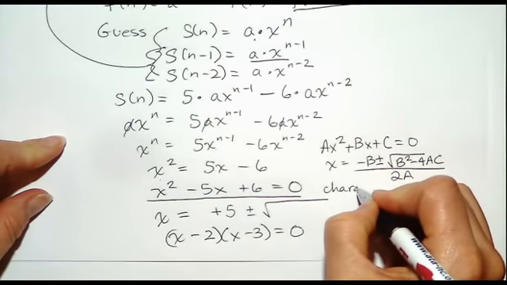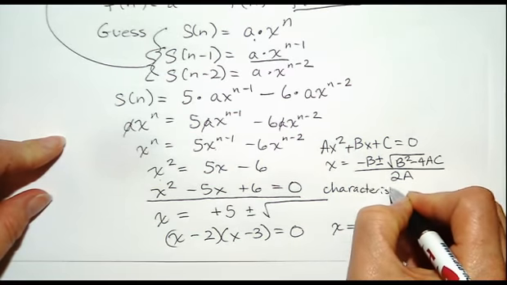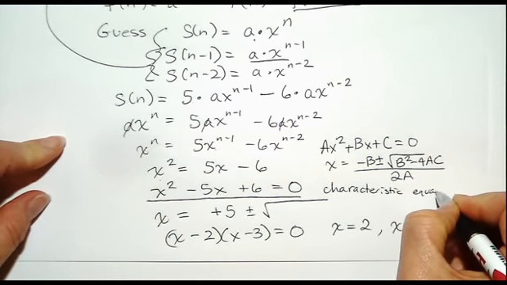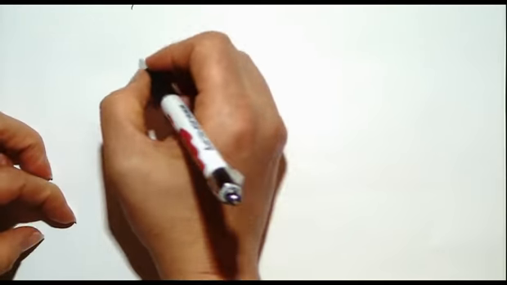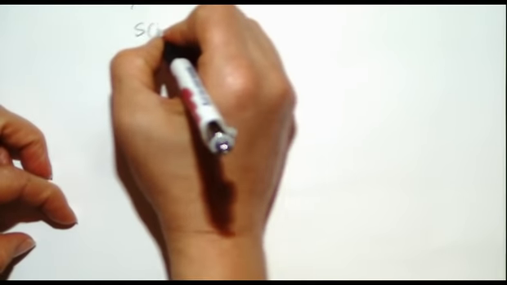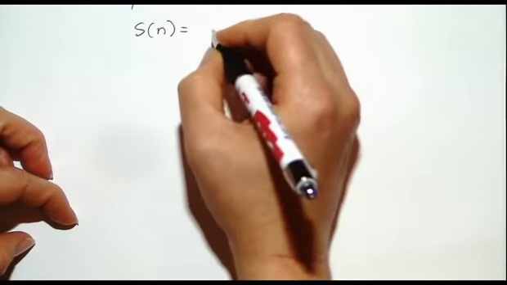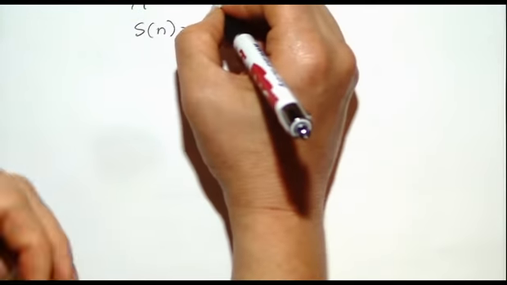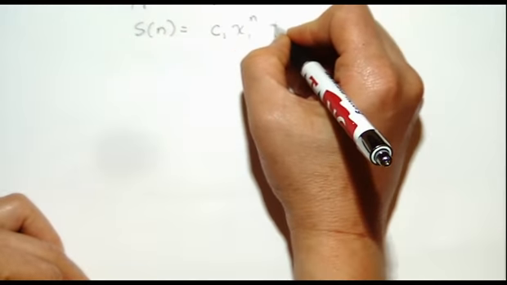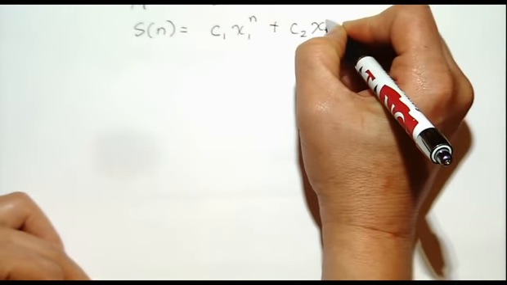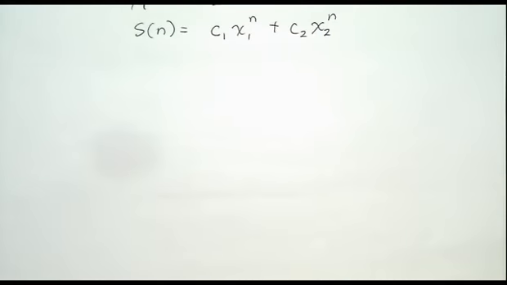And by the way, all of this is in the packet, and you can review it. So we know we have two roots, so we're going to fix our guess. So S of n must be equal to, let's call them x1 and x2, some constant times x1 raised to the n plus another constant times x2 raised to the n.